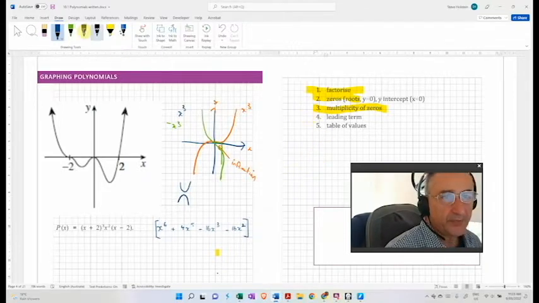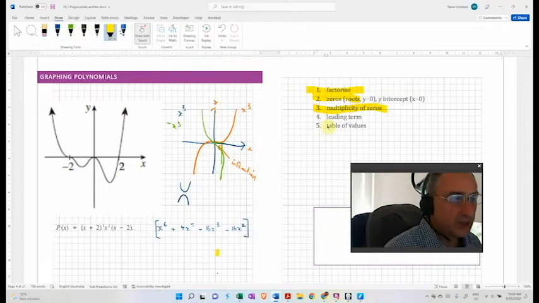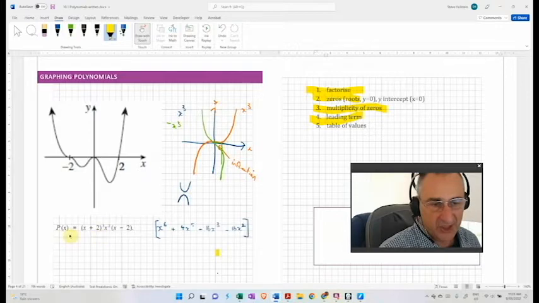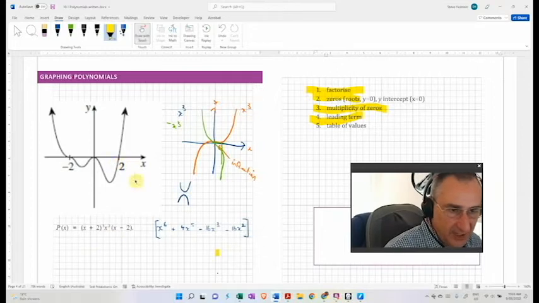Leading term. Why is the leading term important? And here P(x), I've multiplied it out. It's x to the sixth plus 4x to the fifth and so on. And you don't need to multiply it out to see that leading term, because you can just notice here that the leading term is going to be an x cubed times an x squared, that's x to the fifth, times an x, which is x to the sixth. So the leading term here is x to the sixth.